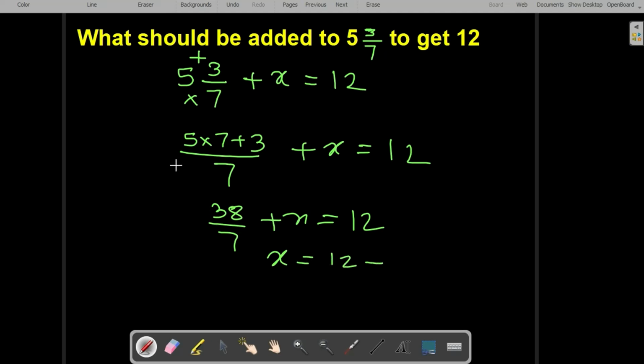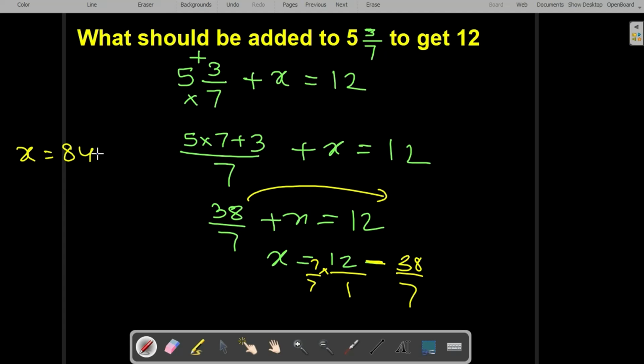So 12 minus, when we bring it to the other side, it becomes minus 38 upon 7. Now there is nothing in the denominator of 12, that means 1. So we have to multiply by 7 in order to do the subtraction. Final answer: 12 into 7, 84 minus 38 upon 7. Now 14 minus, we have to subtract. 14 minus 8 is 6, 7 minus 3 is 4. 46 upon 7. We cannot simplify, so 46 upon 7 should be added to this to get 12.